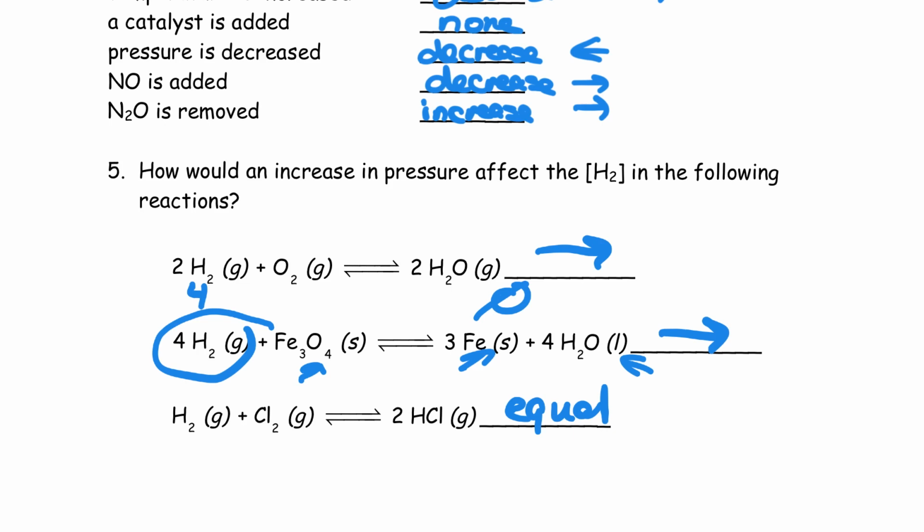So if you increase the pressure, the amount of hydrogen, this will shift to the right. So actually, let's look again. These are the arrows for which way it will go. So what's going to happen to the hydrogen in the first one? It's going to decrease. Hydrogen will decrease. In the second one, again, the hydrogen will decrease. And in the last one, the hydrogen will remain the same. No change.